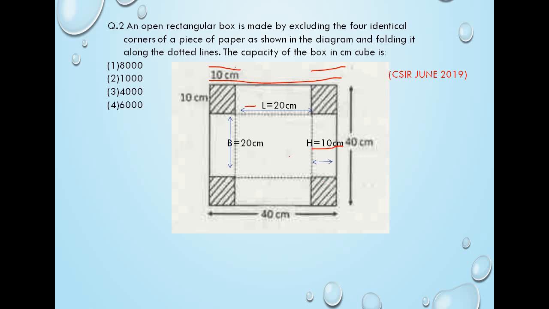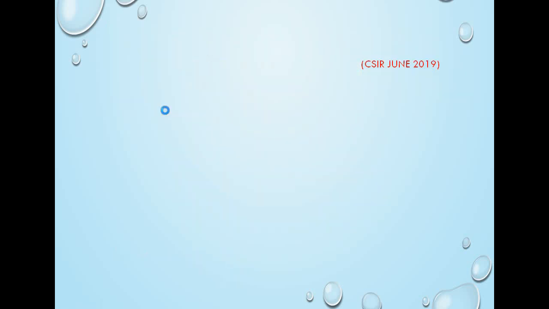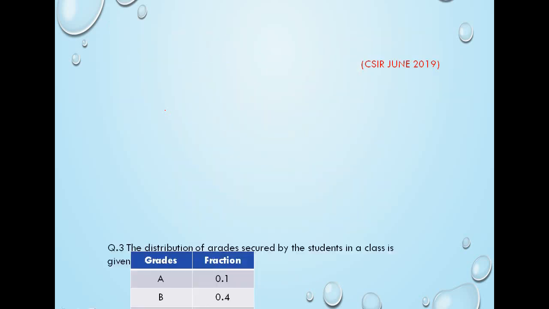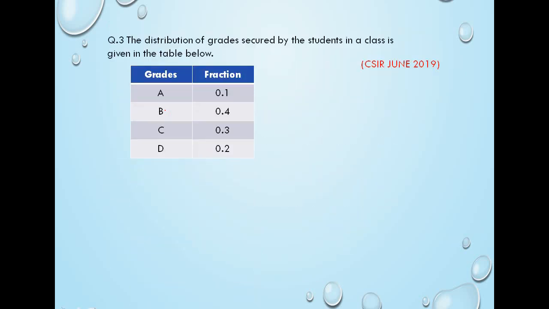Okay, now you can imagine guys, when you fold this unshaded portion to form a cuboid, it will have length 20, breadth 20 and height 10. So as we know, the volume of the cuboid is L into B into H. So the volume will come around 4000 centimeter cube or cubic centimeter. So the correct option is option 3.